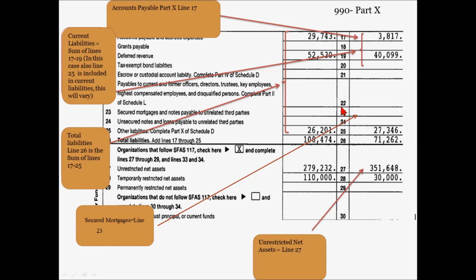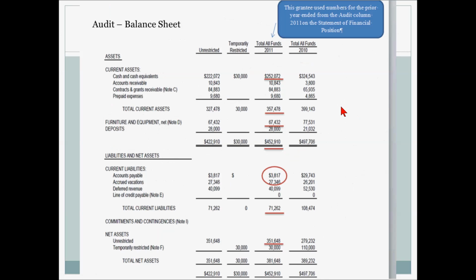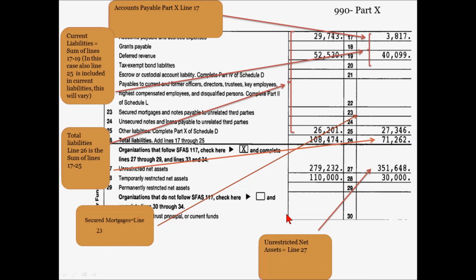Total liabilities is the aggregate of all debts an individual or company is liable for. Total liabilities can be calculated by summing all of short-term and long-term liabilities. On the audit, there are no long-term liabilities. Therefore, total current liabilities and total liabilities are the same line. On the 990, total liabilities is line 26.